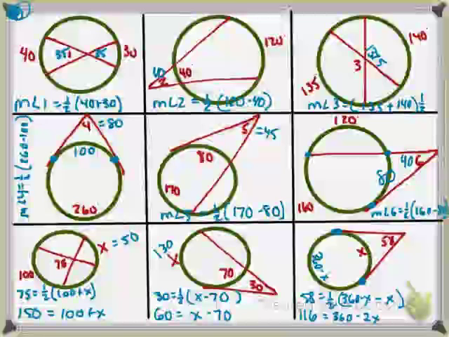Subtract that 360 from both sides. 116 minus 360 is negative 244. And divide that out by the negative 2. And we get x is 122. Inside angle, half the sum. Outside angle, half the difference. If you're solving for one of the arcs, you will need to set up an equation to solve.